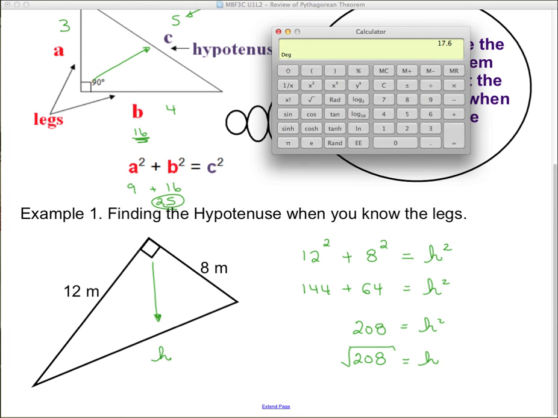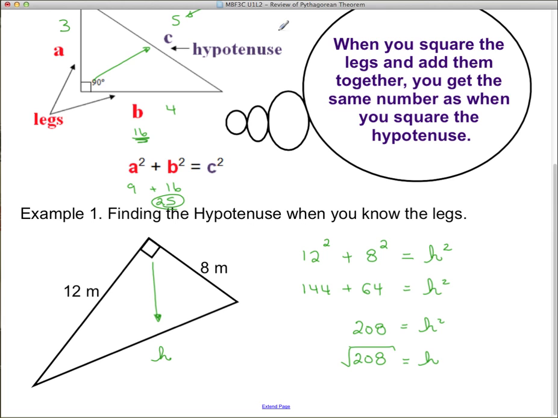So let's pull up my handy dandy calculator, and I'm going to go 208 and take the square root. 14.4. So 14.4, and since this was measured in meters, my answer is in meters, and that is going to equal H.